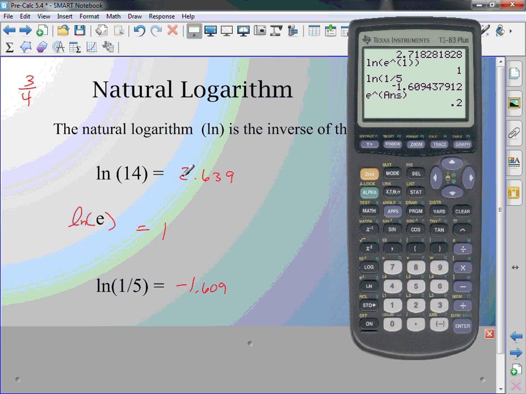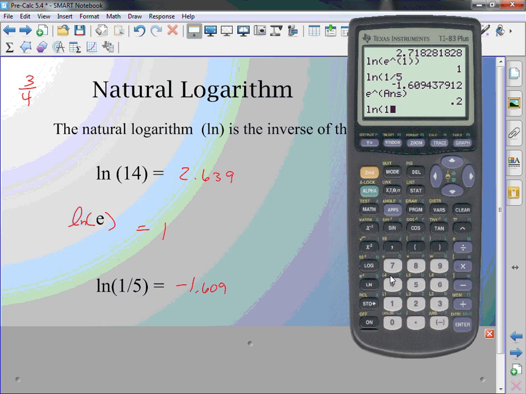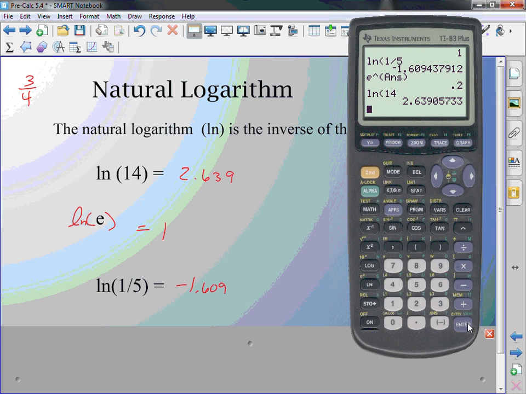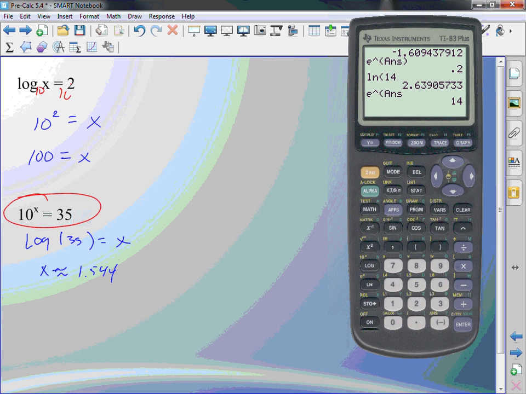If I take e of that whole decimal, it'll give me 14. E to that will give me 14. Just like on the last one, 10 squared will get me what x is. 10 to the 35th is what x was there. Sorry, not 10 to the 35th.